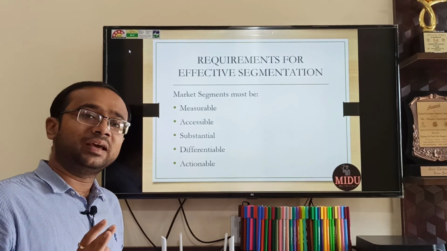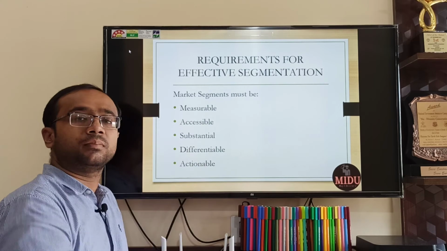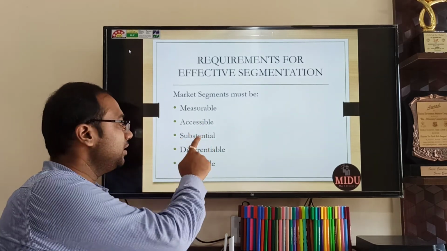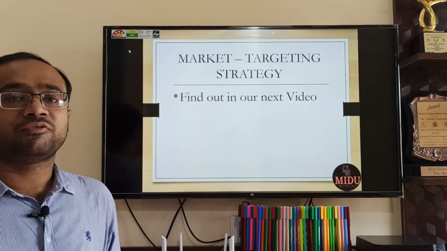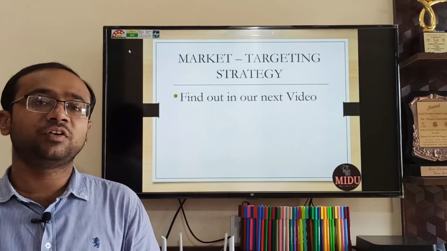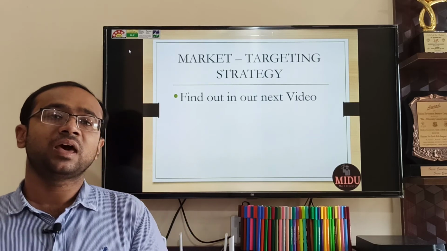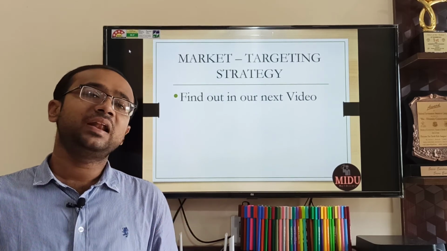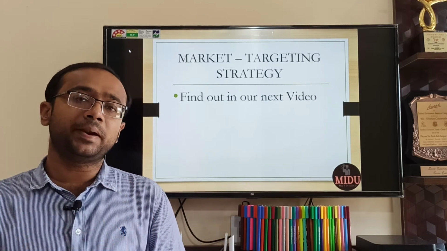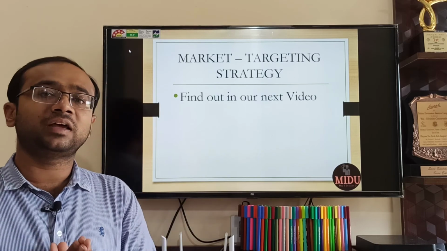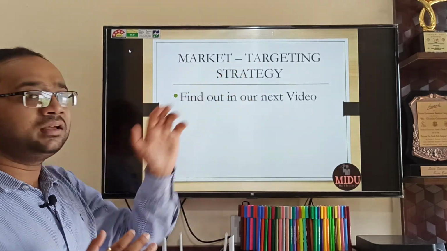So hope you are clear. Whenever you are dividing into segments, do this 5 check. Check it for being measurable, accessible, substantial, differentiable, and actionable. Friends, this was all about segmentation, in which we discussed the various types of segmentation, what an effective segment is, and how you can measure it. In our next video, once we have divided into segments, we will study which segment to choose and what marketing we will do for our target segment. So we will study about market targeting strategy.